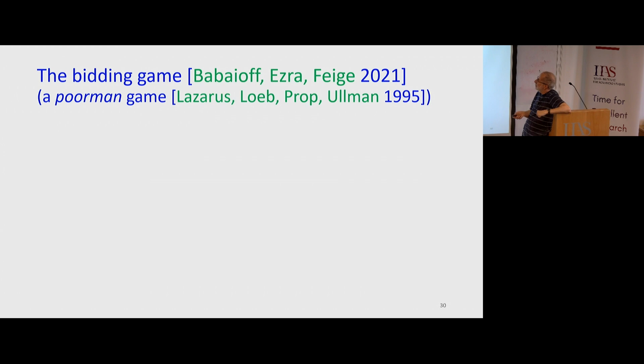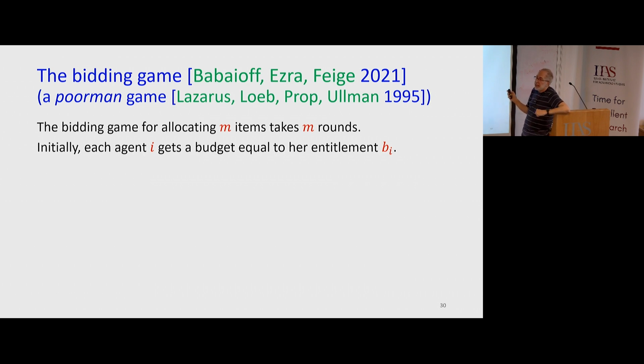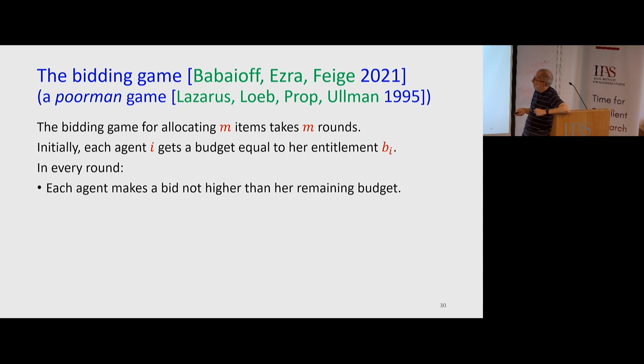Okay, so what is the bidding game? It's taken from the same words that define the APS. Okay, so again, like in picking sequences, if we have M items, we have M rounds. So it's similar to picking sequences. So each agent gets some fake money, gets a budget equal to her entitlement BI. This is fake money. Has no value except in the game itself. When the game ends, if you still have money left, you just lose it. In every round, each agent makes a bid not higher than her remaining budget. The agent can choose which bid to make, but not more than she can afford with her remaining budget.